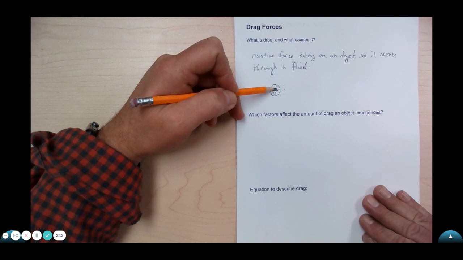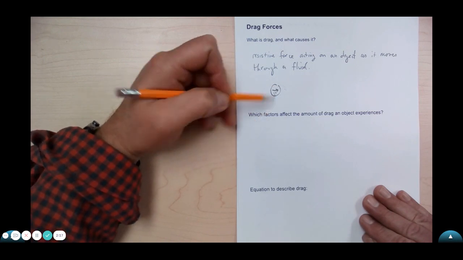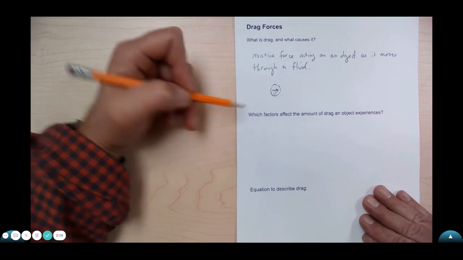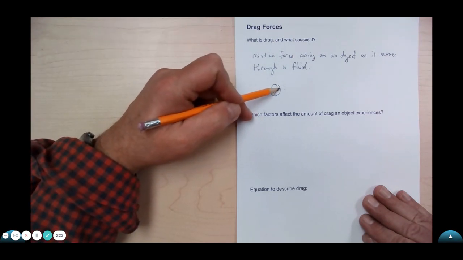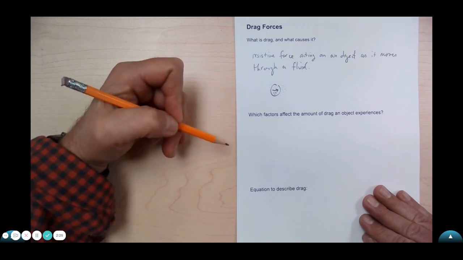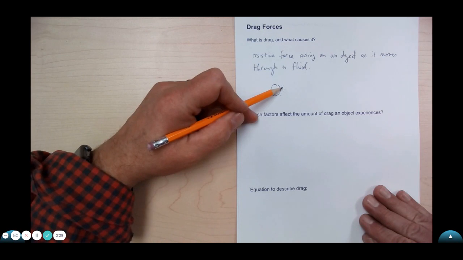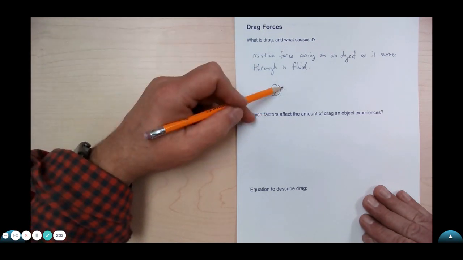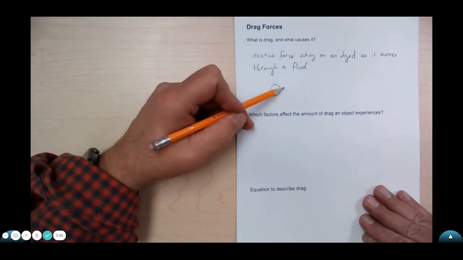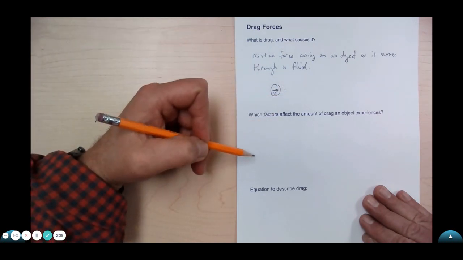So Newton's third law says if the ball is pushing the air particles this way, then the air particles are going to push the ball back that way. That collective push of these particles in this direction is what we call drag. And it doesn't just come from air. If this were trying to go through water, there would be a drag force on it from all of the water particles. So it's all of these small particles pushing against the object that is pushing through them that we call drag.